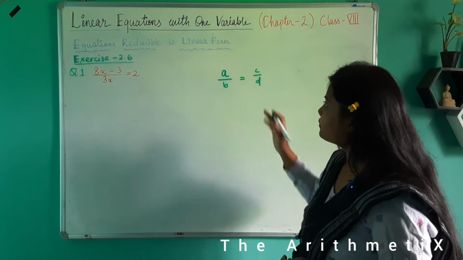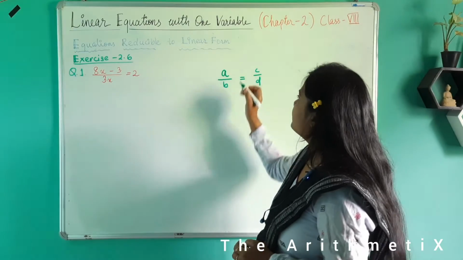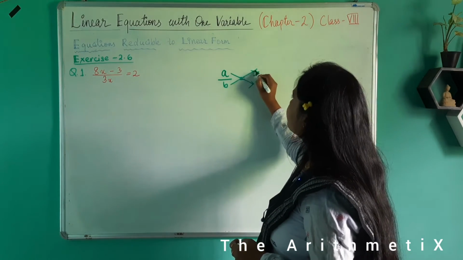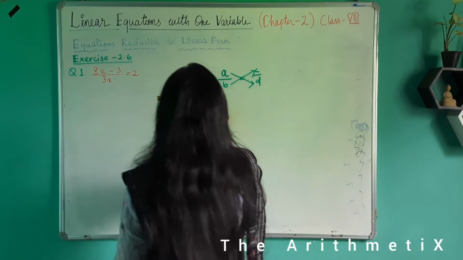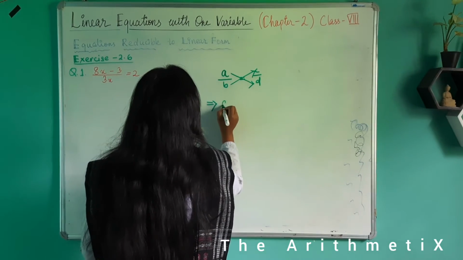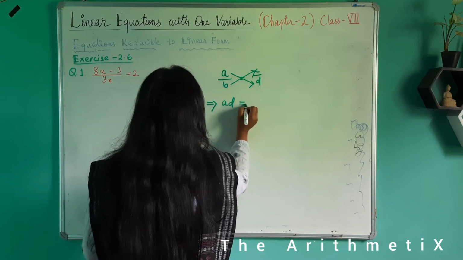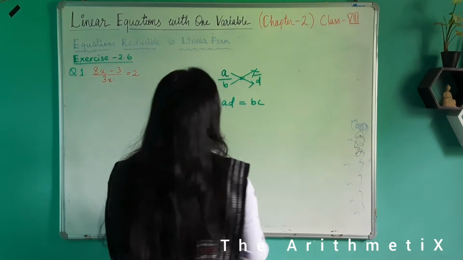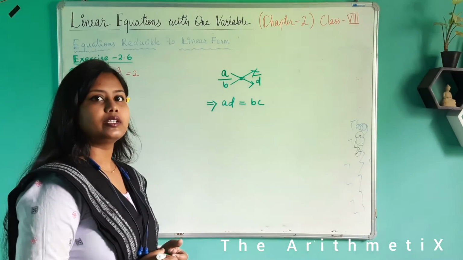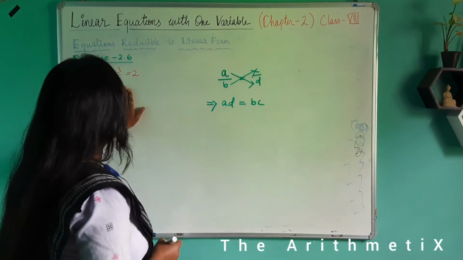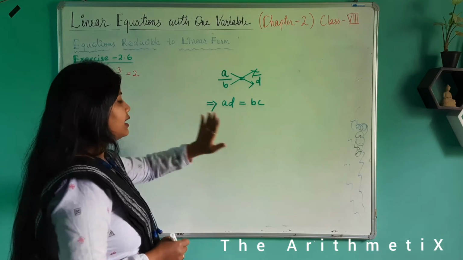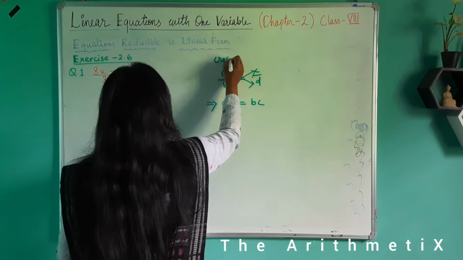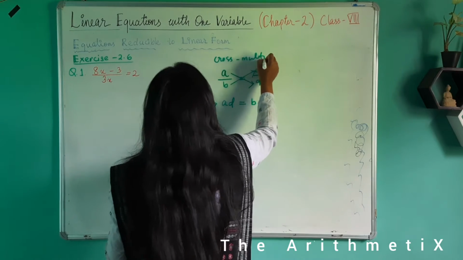If this type of arrangement is given in the equation, then A will be multiplied with D and B will be multiplied with C. So the next step will be A into D, means AD, equals, the equal sign will also be there, B into C. AD will be equal to BC. So we will solve this equation as per this rule. This is the rule of cross multiplication. Just remember the rule.